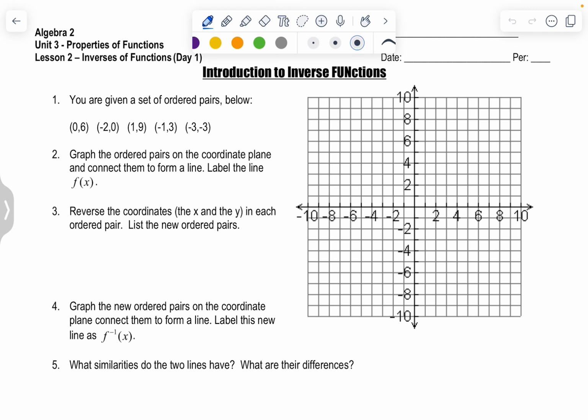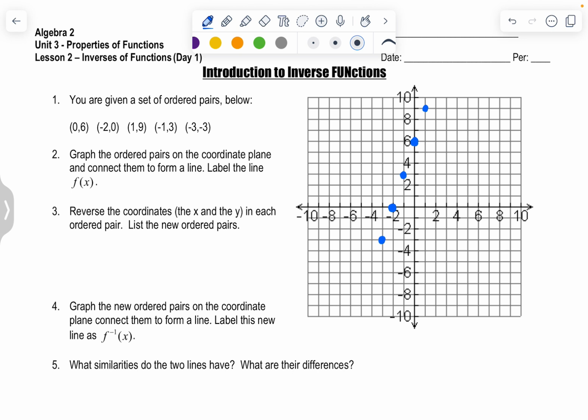So the point 0, 6 is right up here. And the point -2, 0 is over here. Remember, all I'm doing is moving left and right with the first number, up and down with the second number. The third point, 1, 9, is going to be right 1 and up 9. It's going to be right up there. And -1, 3 is going to be left 1 and up 3. And -3, -3 is going to be left 3, down 3.